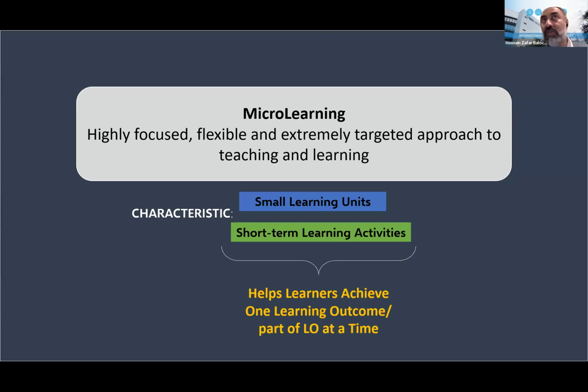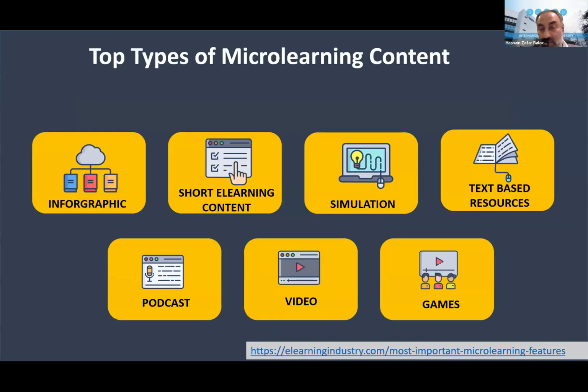So it's high time for converting a lot of your large learning into smaller chunks. So what is micro learning? It is flexible, focused, small learning units, short-term learning activities. Sometimes you need to address just part of a learning outcome; you don't need to cover all the outcomes. There are different types. Think of coming up with an infographic, pushing it to your mobile devices, and sending some kind of alert. So while you're waiting for your turn in the office or anywhere, you can browse your smart device, open the infographic, get the message, and go through short learning content: simulations of 5 or 10 minutes maximum, or text-based resources, or even podcasts.